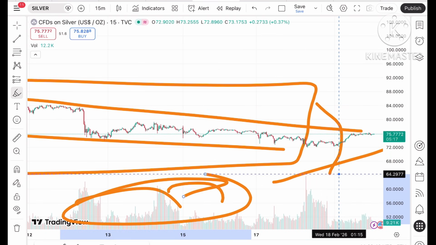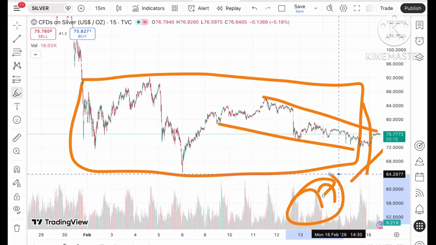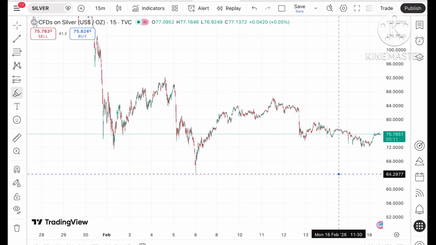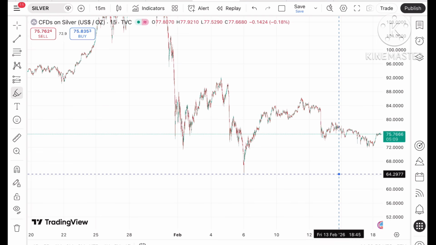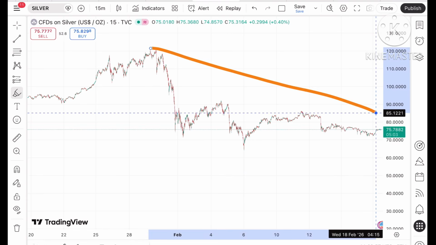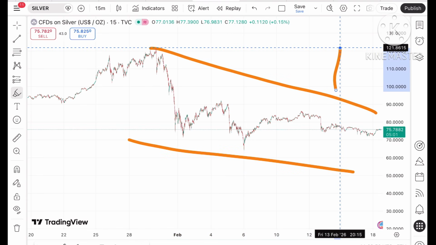Okay, so in this video I will be explaining with the help of the 15 minutes chart, the 2 hours chart, and then finally the daily chart, so you'll understand how the price of silver can move in the next 2 days. See, if you look at this particular chart, the overall trend is downside after making a high of around $120. The price is continuously moving down.